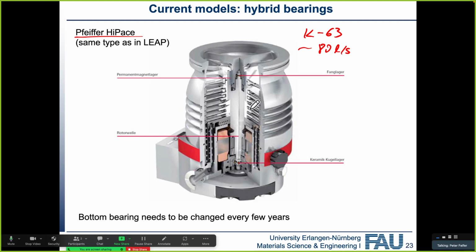And what we typically have is one permanent magnetic bearing and one ceramic bearing. So these rotors are typically half suspended, because a pump like this runs at 1500 hertz, or 90,000 RPM. That is obviously pretty fast, so you need a bearing to match that fast motion.